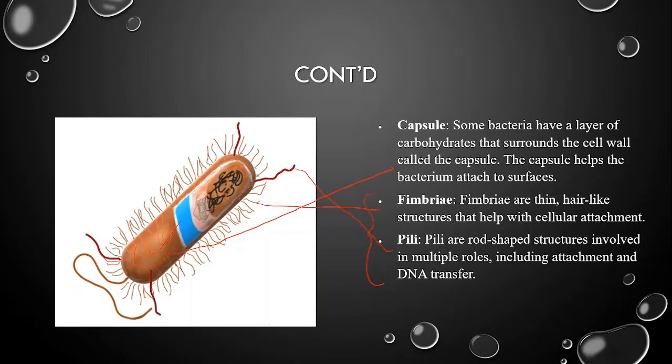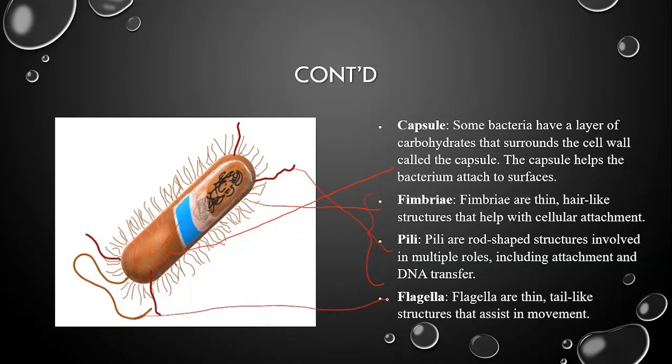resist flushing. Then the last one is called flagella. Flagella are thin tail-like structures that assist in movement. So you can see here, this is called flagella, which has a very important role in the locomotion of the bacteria. So the word flagella means whip. Flagella have a whip-like appearance that helps to propel a cell through the liquid medium. Flagella can be seen in archaea, bacteria, and eukaryotes.